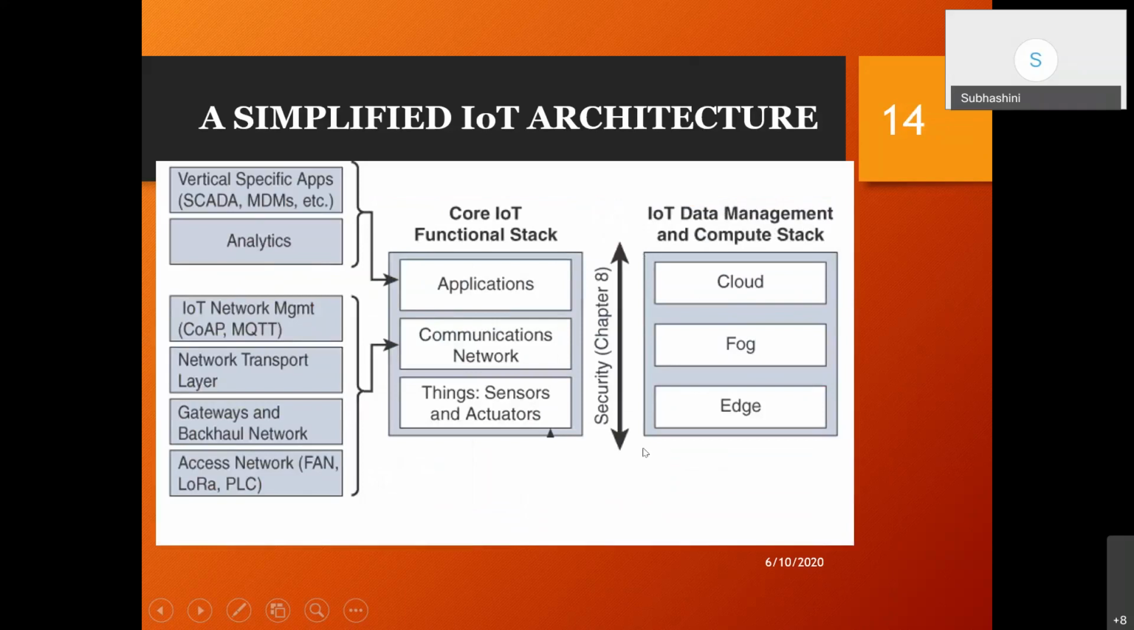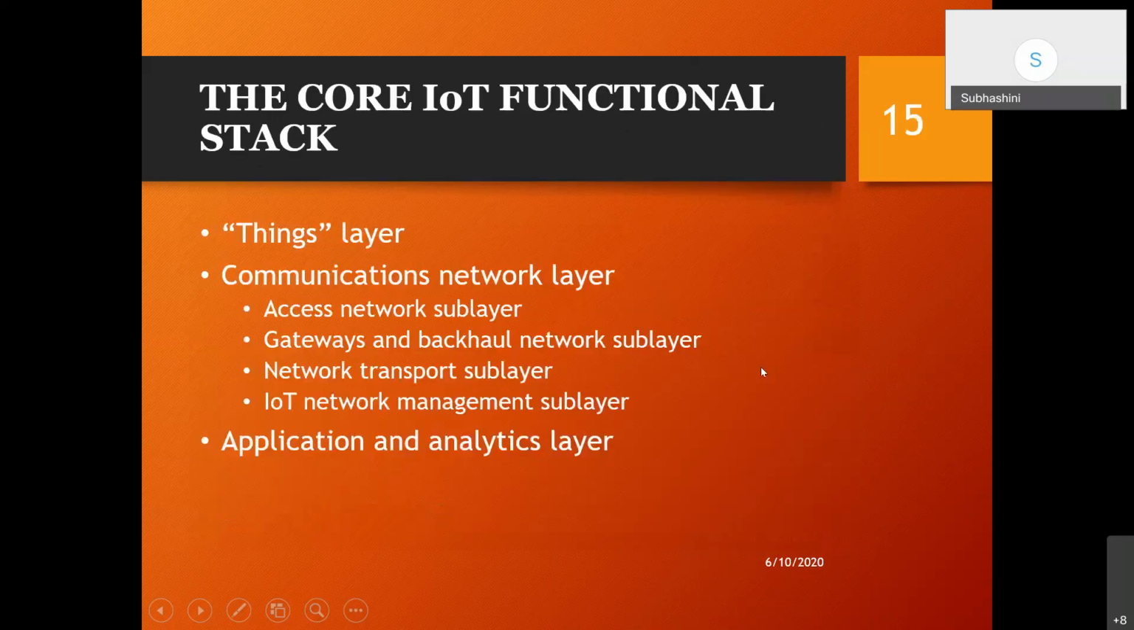Now coming to the detailed diagram description, the same diagram is given in detail here. See what you have in application. I have different applications. I have analytics over here. In the communication network, I have different types of networks and application layer protocols. And the last one is nothing but your things, sensors, and actuators. They are nothing but physical devices. Okay, so networks can be of all these four forms. Applications can be of any of these applications. Okay, so let's see in detail one by one.